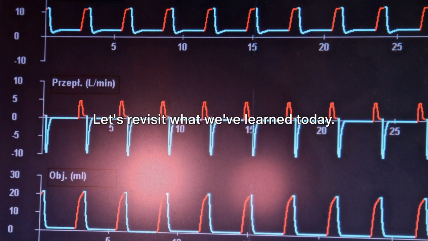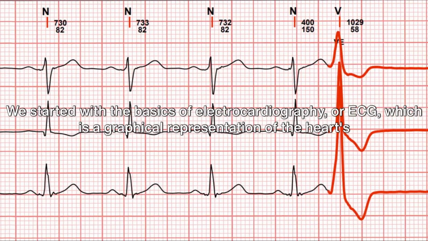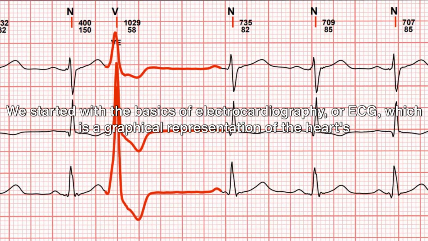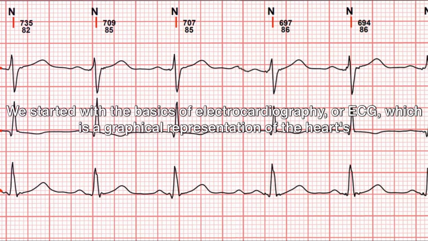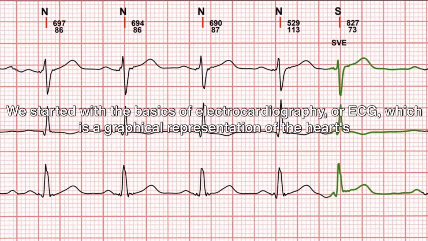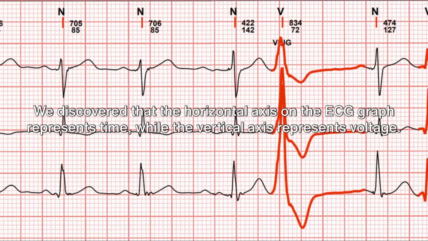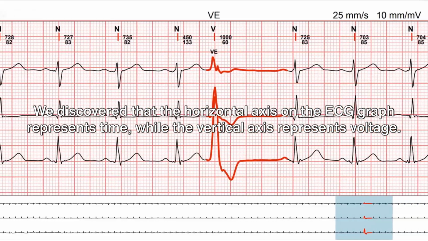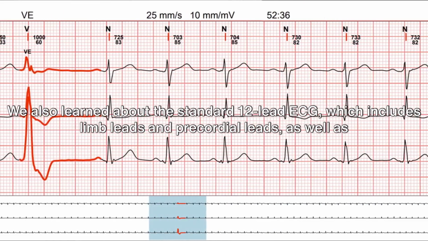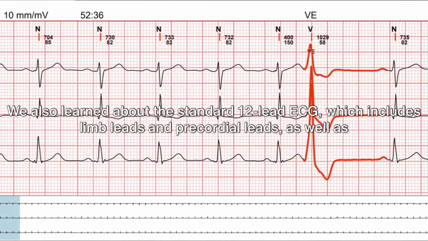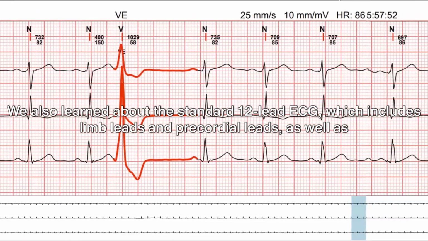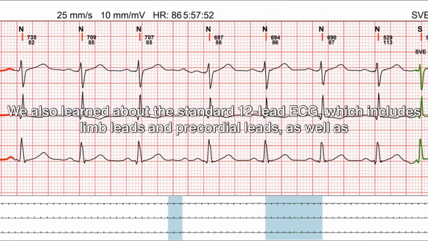Let's revisit what we've learned today. We started with the basics of electrocardiography, or ECG, which is a graphical representation of the heart's electrical activity. We discovered that the horizontal axis on the ECG graph represents time, while the vertical axis represents voltage. We also learned about the standard 12-lead ECG, which includes limb leads and precordial leads, as well as additional leads like right-sided leads.